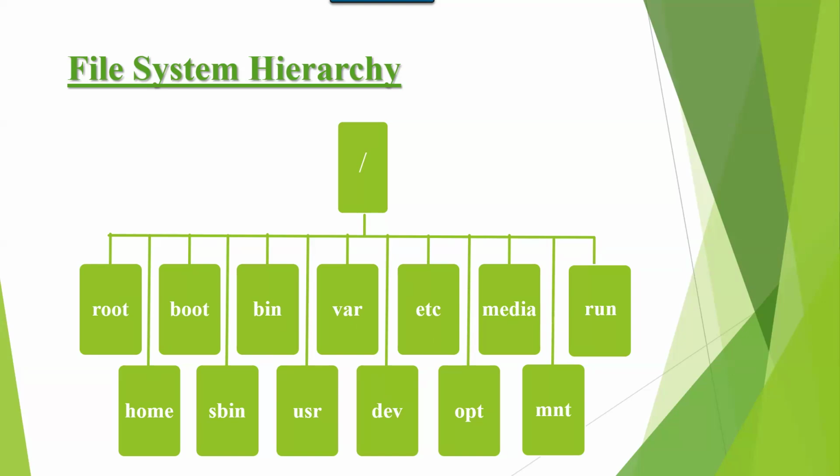etc contains configuration files. System configuration files are stored under etc. OPT contains optional applications, applications which we install manually. They are not compulsory to install. If we want, we install some applications, softwares. Those applications are stored under OPT.